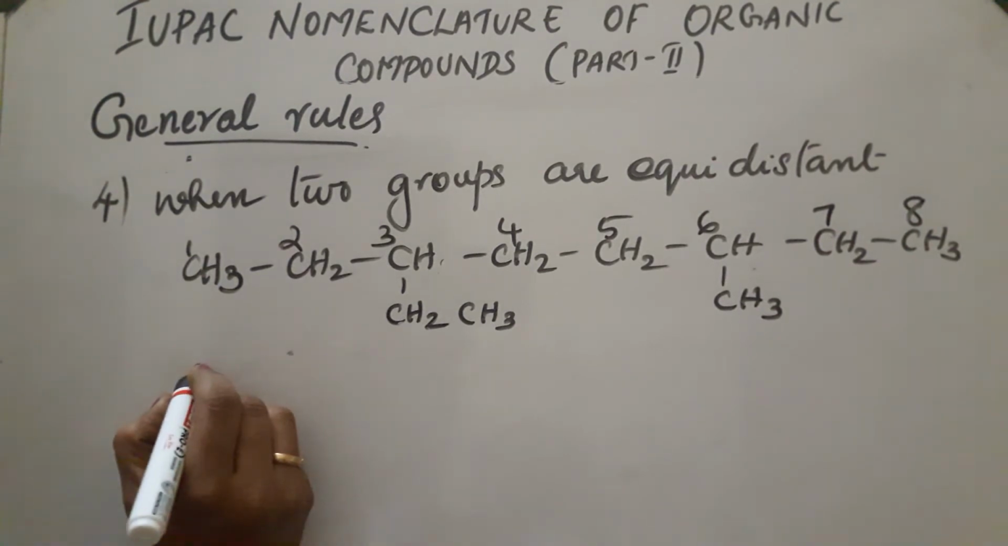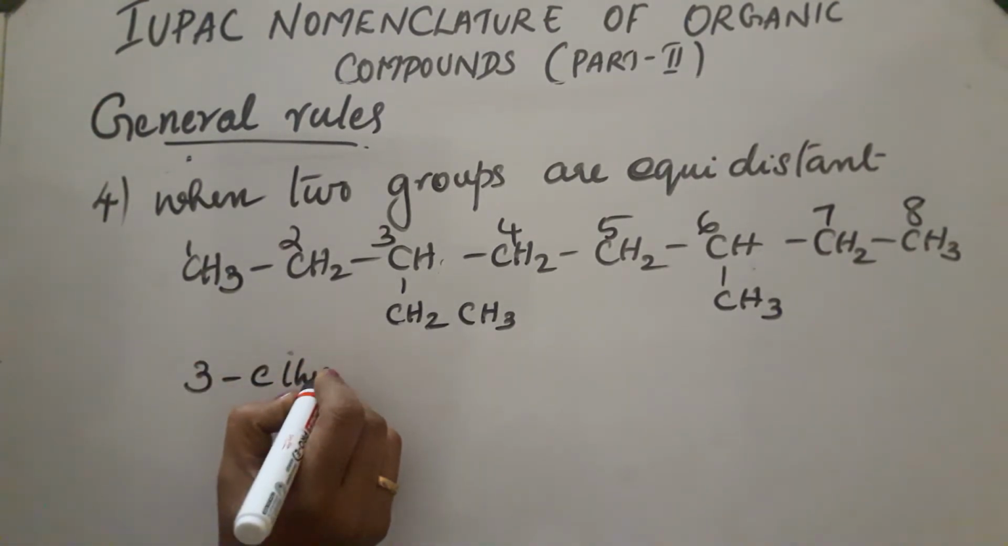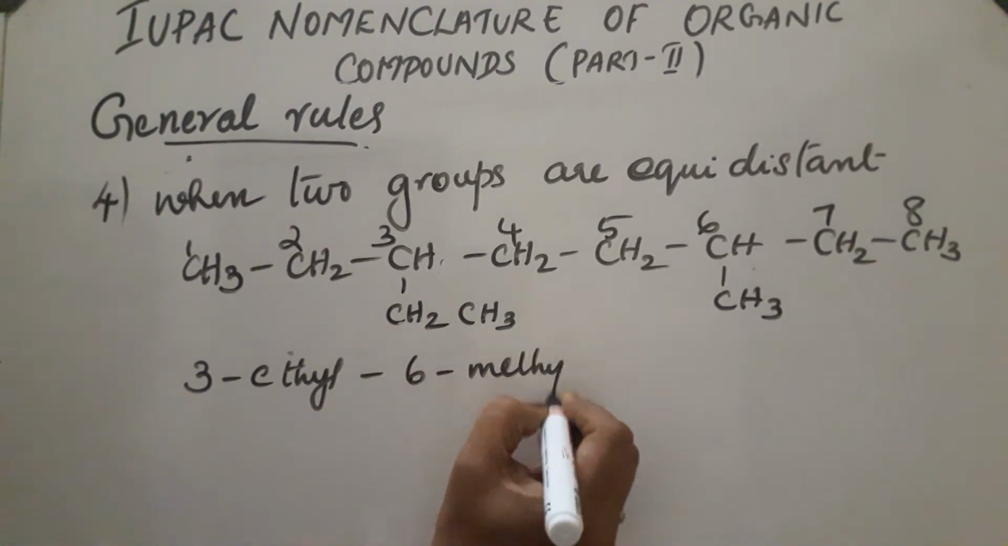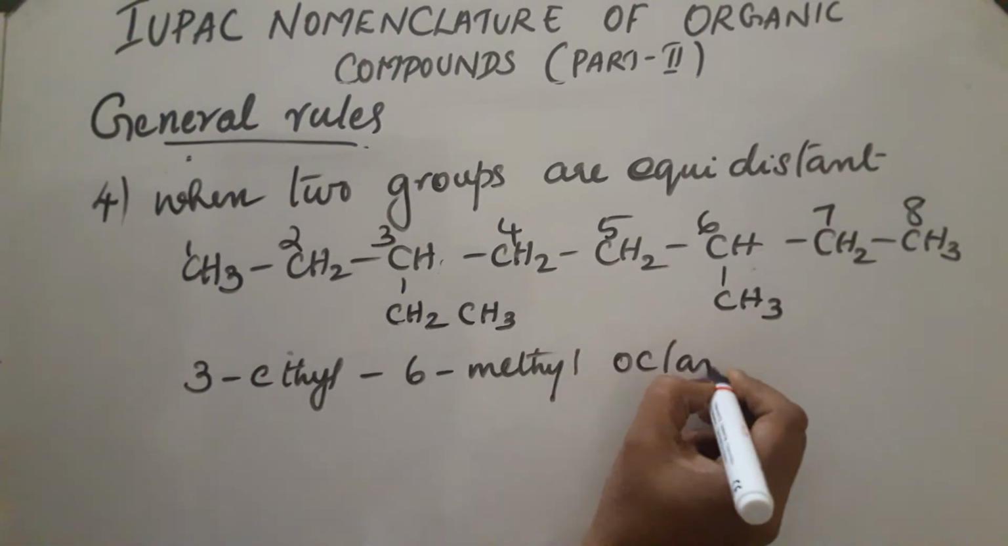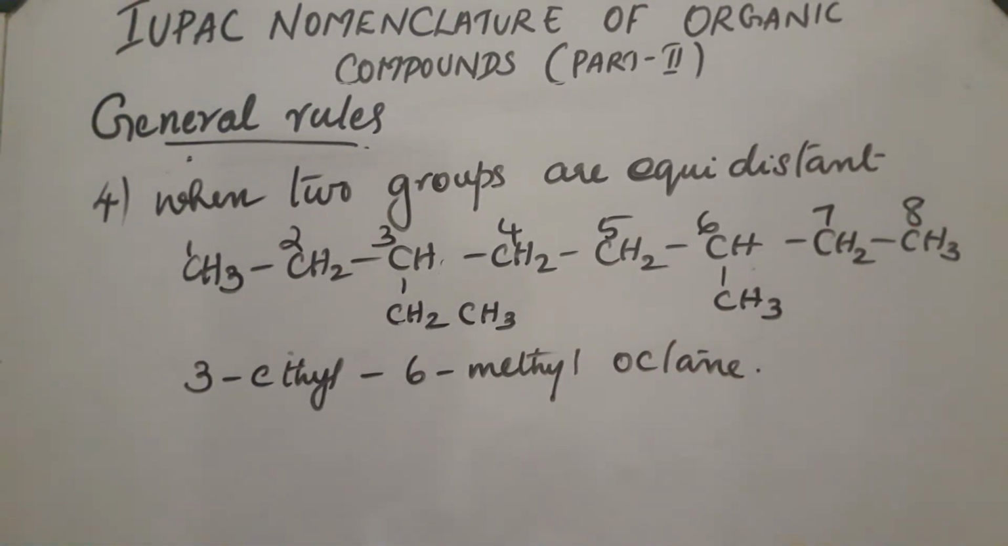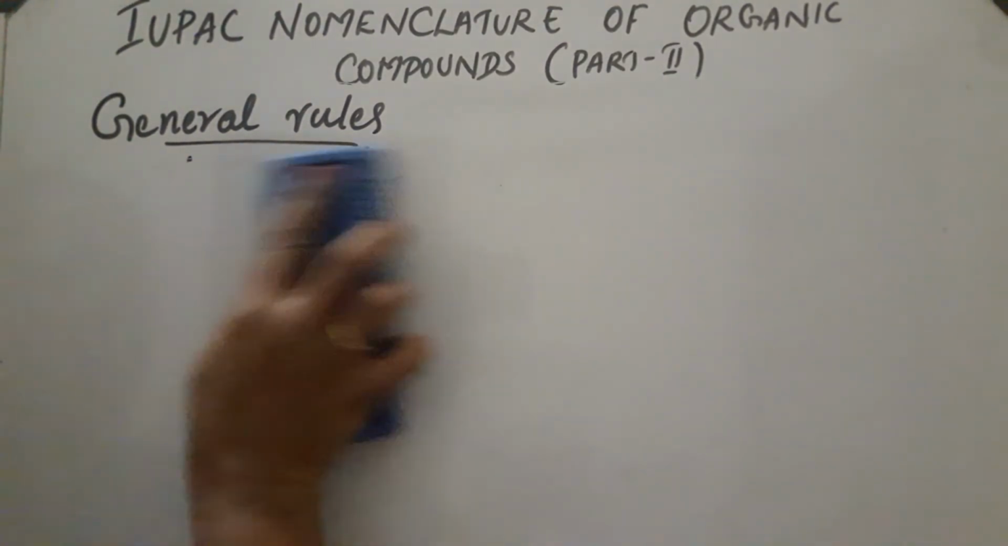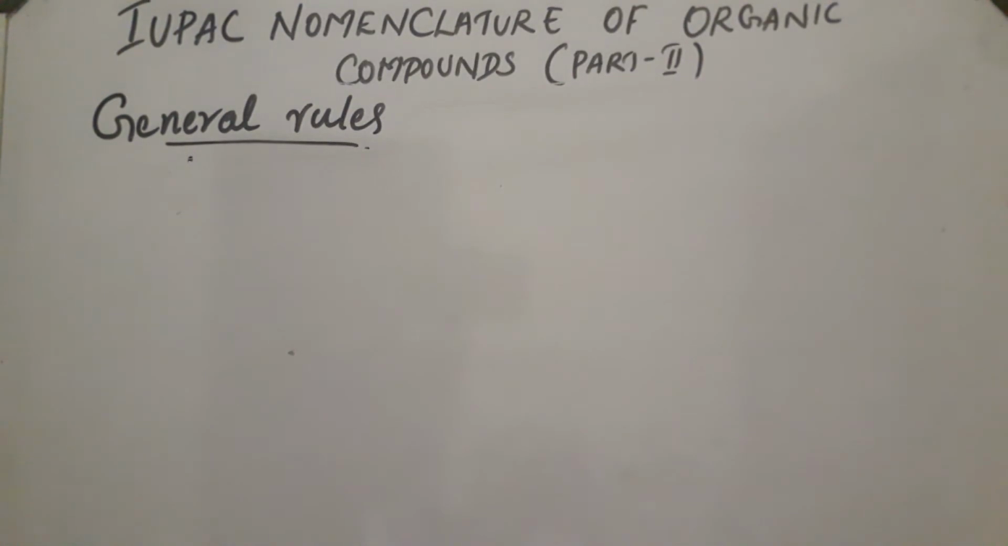So the name of the compound will be 3-ethyl, 6-methyl octane. This is the fourth rule. Now the fifth rule is, if two chains of equal size are attached to the parent, but the side chains are different, we consider the one which contains more side chains.